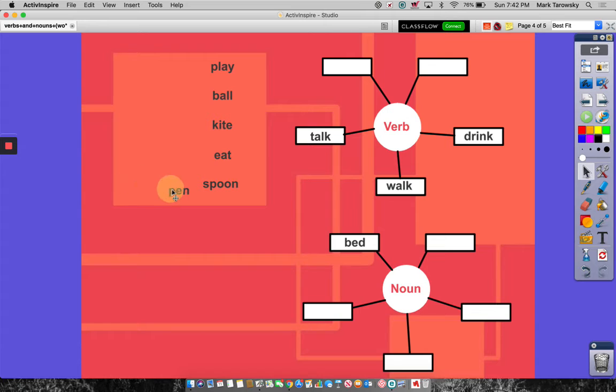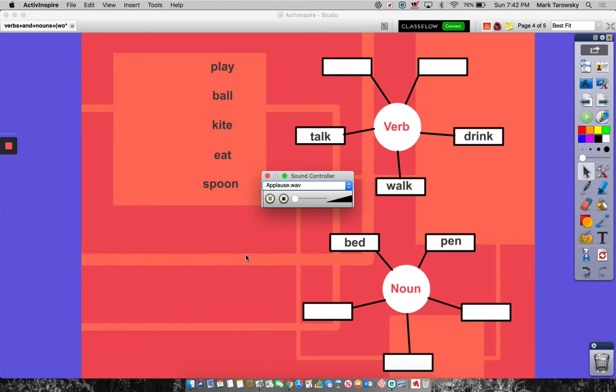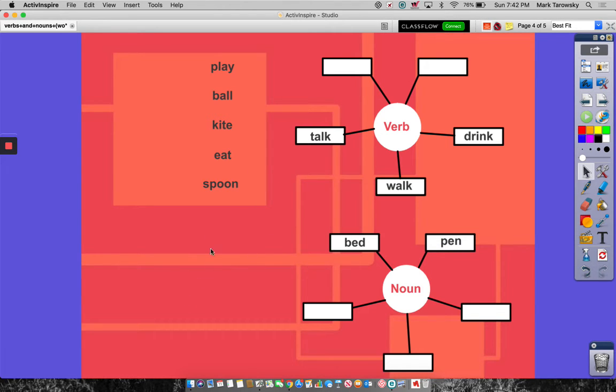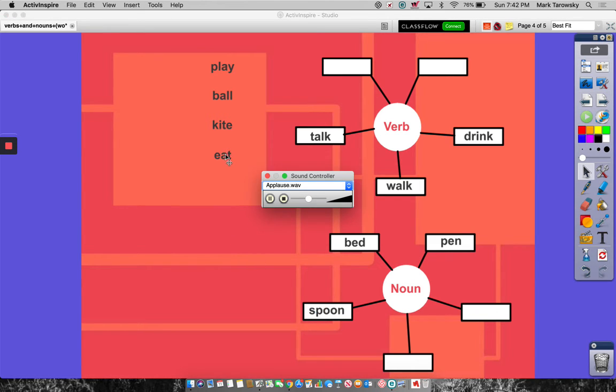A pen. That is something you can hold. It is a thing, something physical. Most nouns are something physical. And let's think about where you would put spoon. Is it a verb? Is it a noun? Where would it go? You should have said noun. And then we have eat. Think about where you'd put eat. Is it a noun or is it something you can do? Yes, it is a verb.